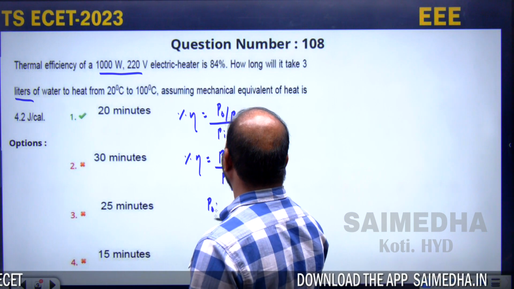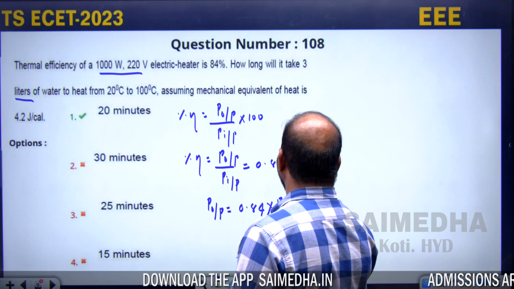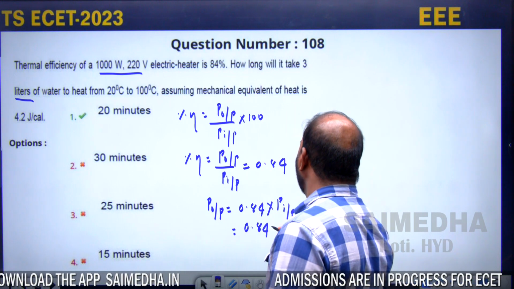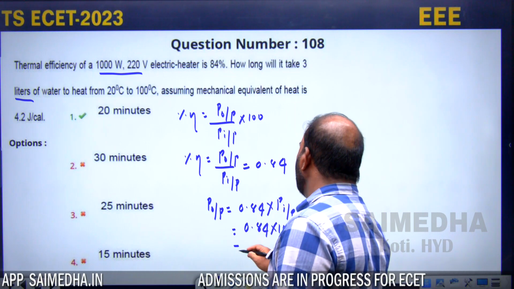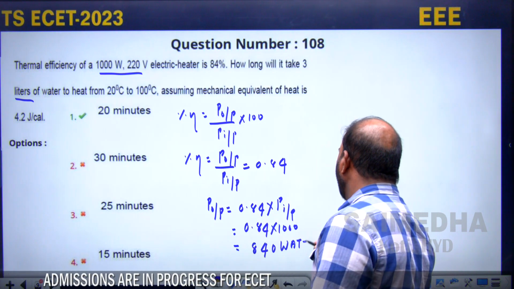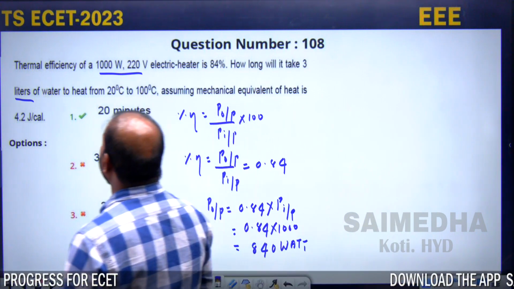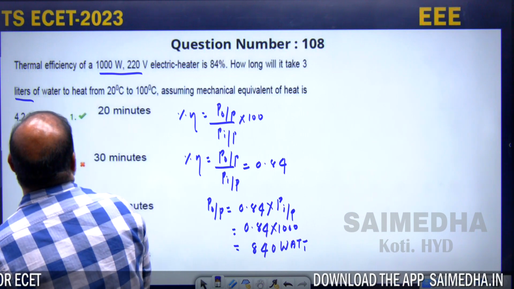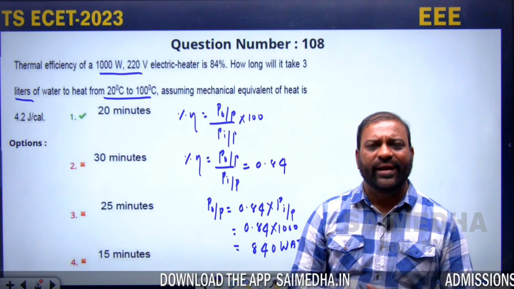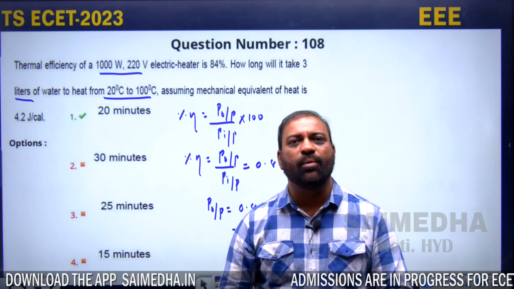Then what about the output power here? If you cross multiply, output power is equal to 0.84 into input power. Input power is clearly mentioned as 1000 watts. So 0.84 into 1000. If you multiply 0.84 with 1000, you get 840 watts. Okay. Then how much heat energy is required to raise the water temperature from 20 degrees centigrade to 100 degrees centigrade? We need to supply some amount of heat energy.